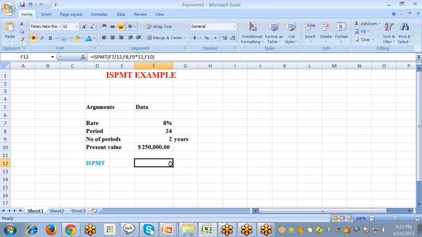You can use the ISPMT function to find out exactly how much of a payment was interest. You should check with your professional to find out if you can write off the interest you pay. If so, the ISPMT function will tell you how much it is.